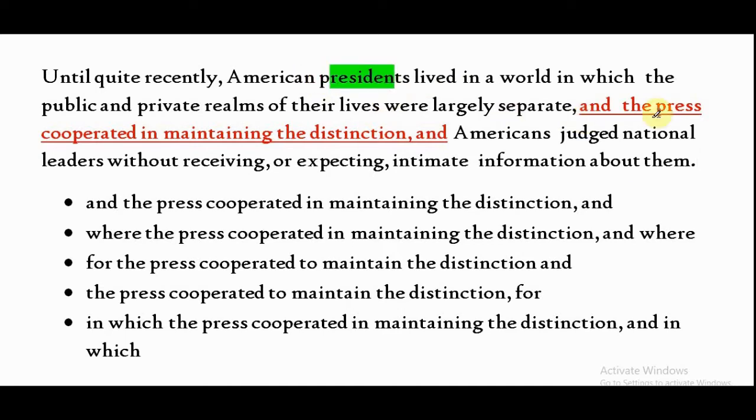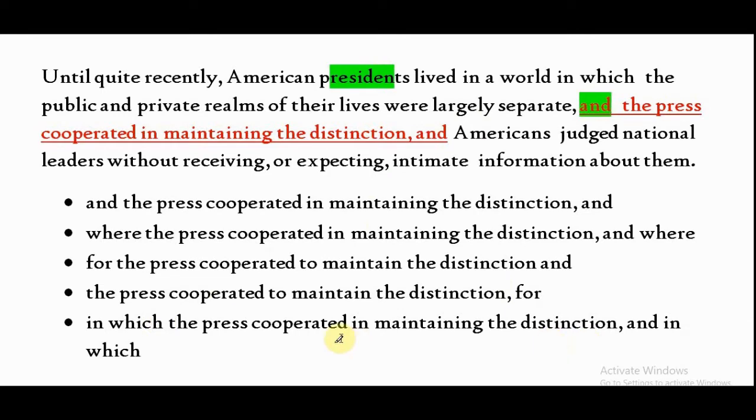President lived, press cooperated, and American judged. So this is an extra conjunction, right? So this "and" should be removed. Where removed? "For" cannot be used. Why? Because if we use "for", there will be no parallelism.